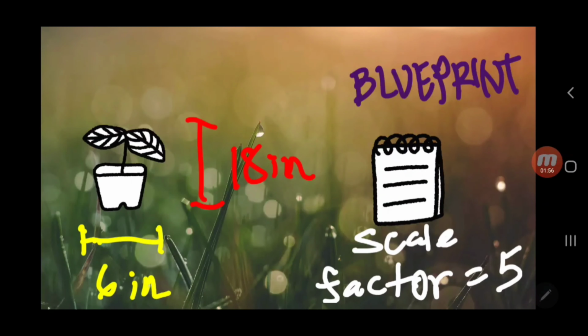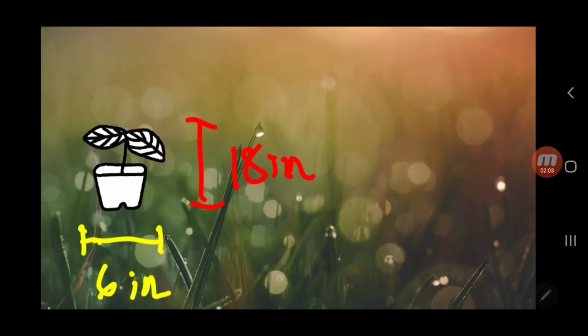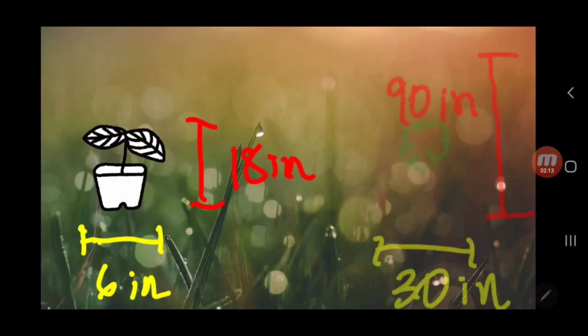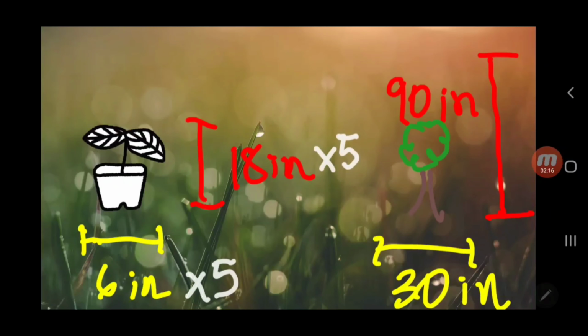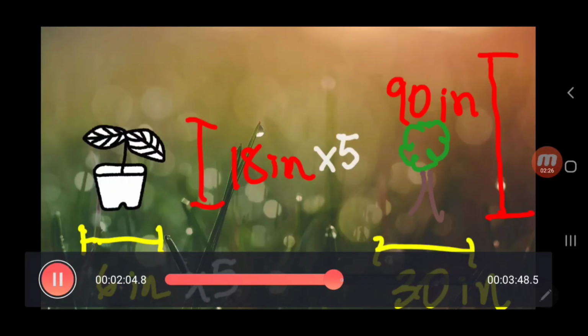We take our component parts and just scale them up. So we'll take that 6 inches and the 18 inches and we'll multiply them by a factor of 5. And that will give us our new scale. So in yellow, we have 6 inches times 5, which will give us 30 inches for the base of our new plant, and 18 inches times 5, which will give us 90 inches for the height of our plant. Okay. That should be pretty straightforward.